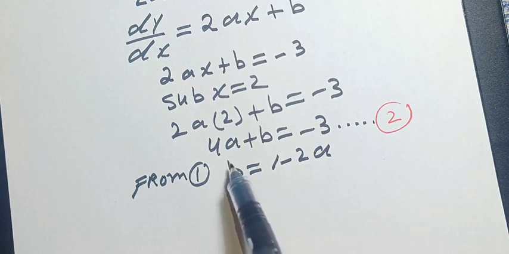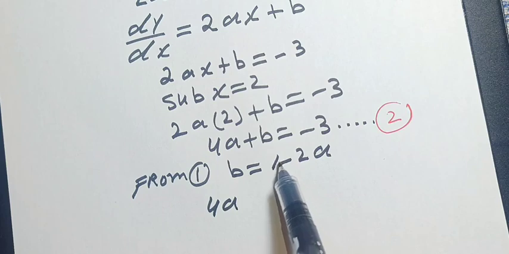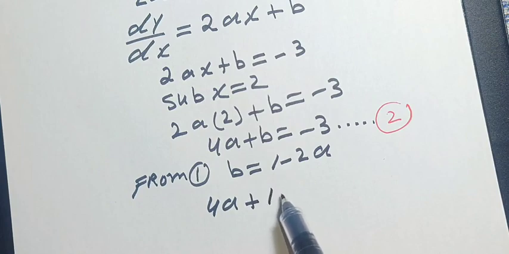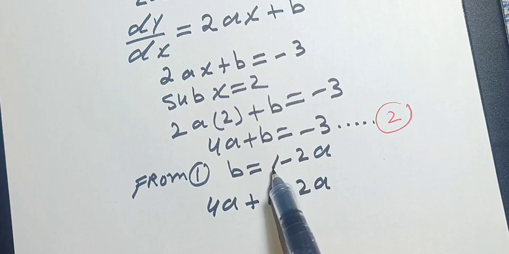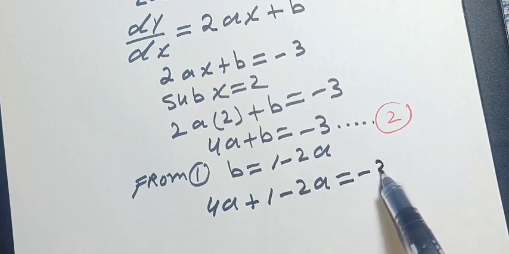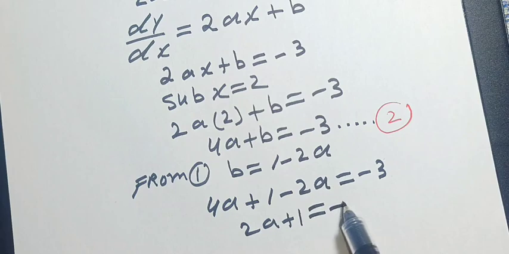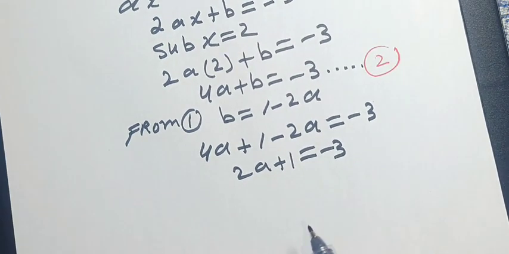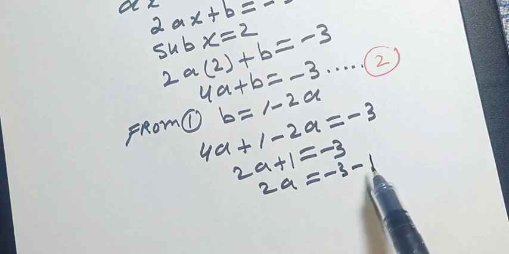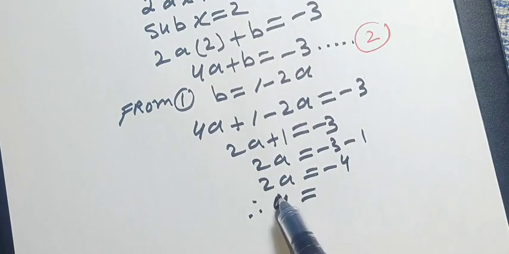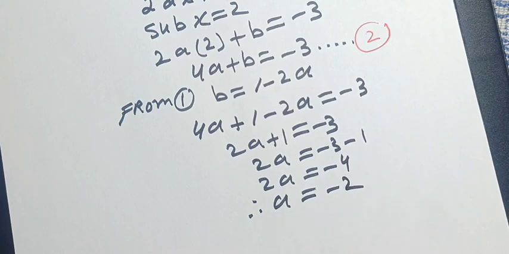So 4a, in place of b I write 1 minus 2a, is equal to negative 3. Now 2a plus 1 is equal to negative 3. I'm solving here now. 2a equals negative 3, and positive 1 becomes negative 1. So 2a is equal to negative 4. Therefore a is negative 4 divided by 2, which is negative 2. So a is negative 2.